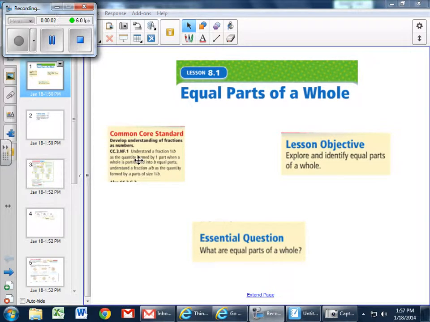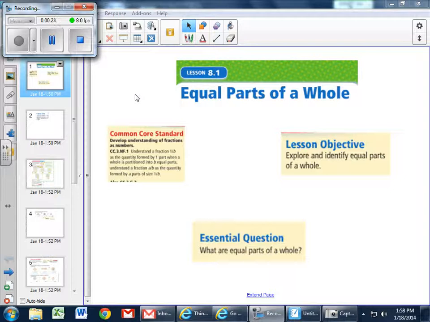We are jumping into lesson 8.1, equal parts of a whole. Looking at our standard, we're still looking at developing an understanding of fractions as numbers. Our lesson objective, today we're going to explore and identify equal parts of a number. And our essential question that we'll journal about at the end is, what are equal parts of a whole?